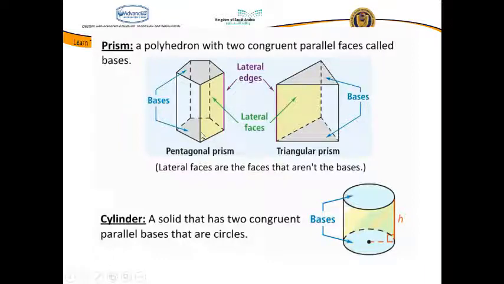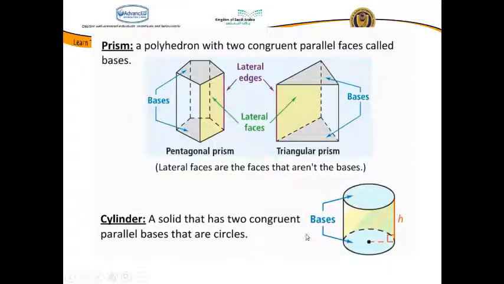Here we have prisms, like the pentagonal prism. Looking at the two bases, the upper and the lower base, both of them are polygons, parallel, and congruent. And the other solid, the triangular prism, has two triangles, the upper and the lower one, both congruent and parallel. Both of these solids are prisms. The other faces are called the lateral faces, the side faces.